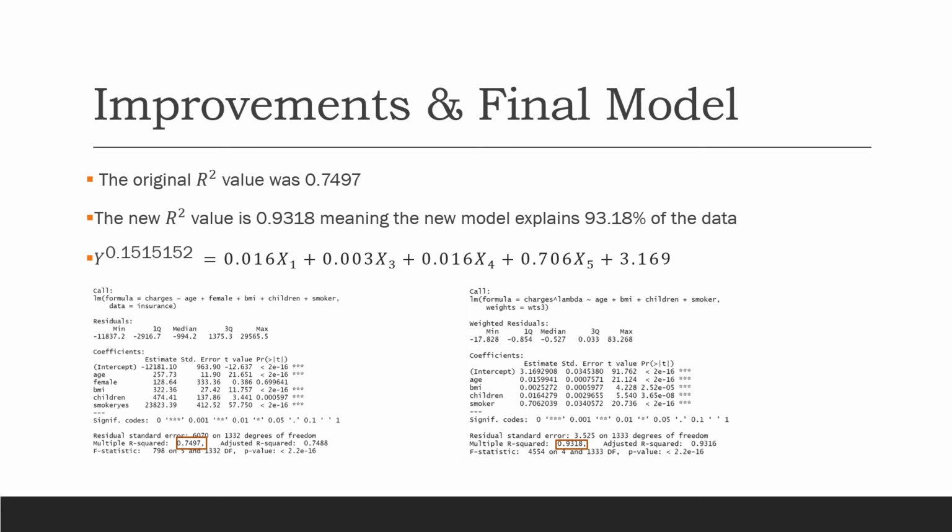When comparing the original model to the current model, it is apparent that there was great improvement. The original R-squared value was 0.7497, while the new R-squared value is 0.9318. Meaning the new model explains 93.18% of the data. The new model is shown below in order to predict future medical costs. However, it is important to note that moving forward, more advanced remedial measures would be necessary to address the failed Shapiro and Brown-Forsythe tests.